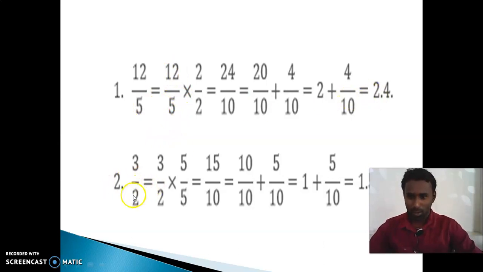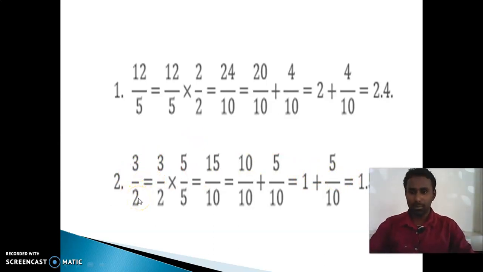See here, 1 2s are 2. Remainder 1. So we have to make a point. For that remainder 1, we can add 0. That means 10 will come. Now 5 2s are 10. So 1.5. That is one method. Otherwise sir, if I cannot understand that method, you can follow this method.